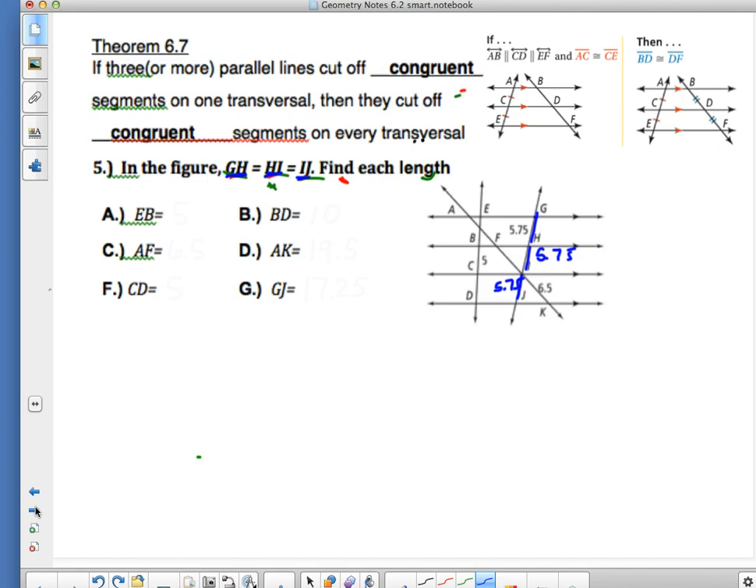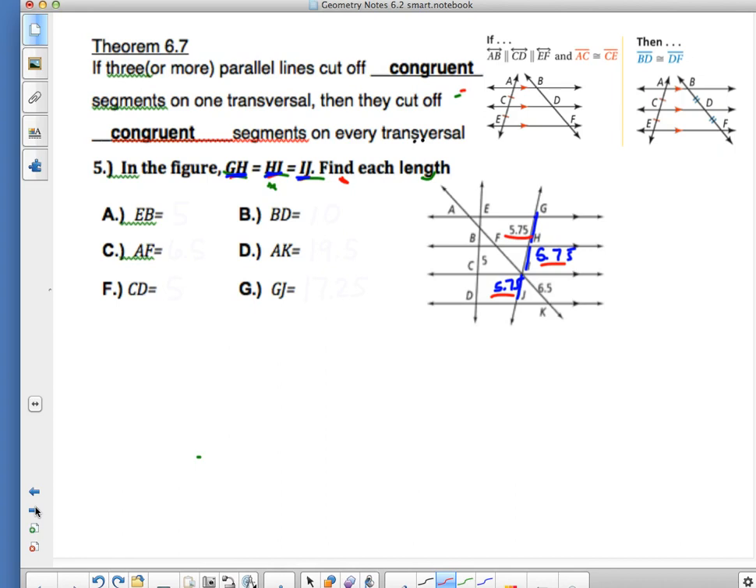Because of those being equal, and I have lines parallel, no matter how close those lines are, because when they're parallel, they didn't have to be a certain distance away, I don't think. If 3 or more parallel lines cut off congruent segments, well, the segments have to be congruent. If they're congruent, then every one of the transversals that I draw in here, every one will have congruent spacing. So if those segments weren't, then I can't.